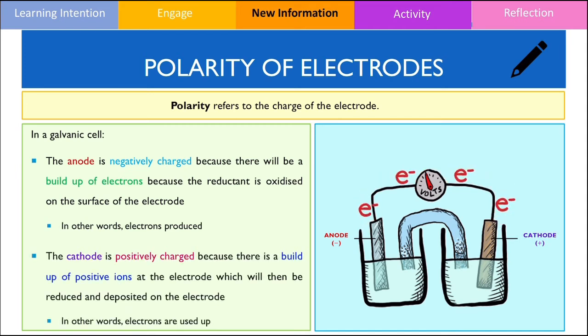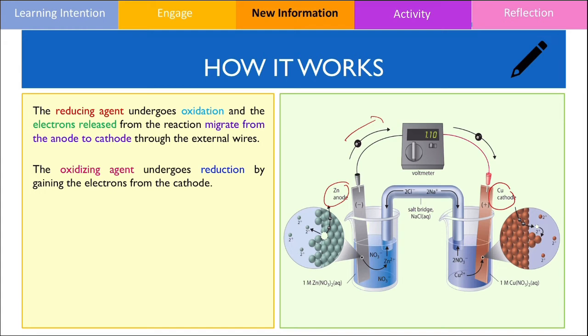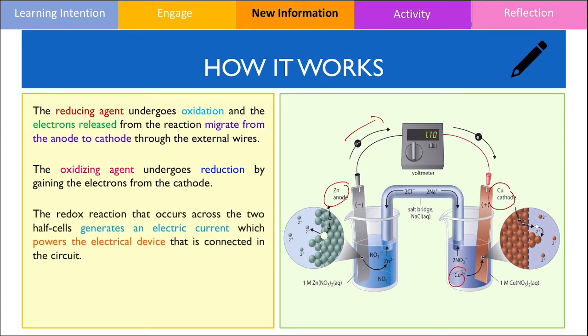Now that we understand what happens at the anode and cathode, let's look in a bit more detail at how galvanic cells work to generate electrical energy. At the anode, the reducing agent will undergo oxidation, and the electrons released from this reaction will flow from the anode to the cathode through the wires, and you can see that from the direction of these arrows over here. When the electrons reach the cathode, the oxidizing agent, which is the positive cations in the solution, will be reduced and forms copper metal, which deposits on the copper electrode. Due to the movement of electrons between the half cells, this generates an electrical current which powers the electrical device that is connected in the circuit.